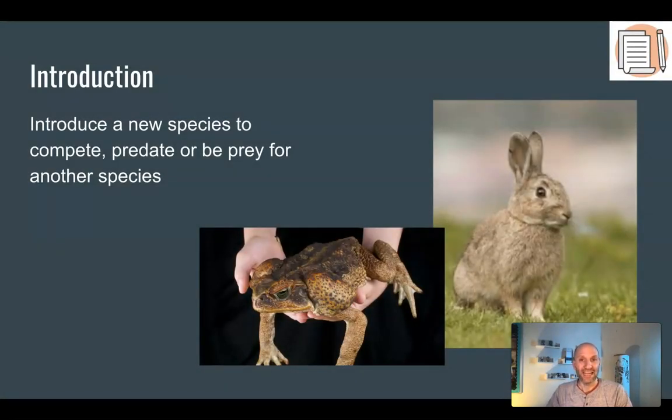Another option is called introduction. When you are introducing, you are presenting something new, and that's what introduction means. Introduction is when you release a new species to compete, predate, or be prey for another species.